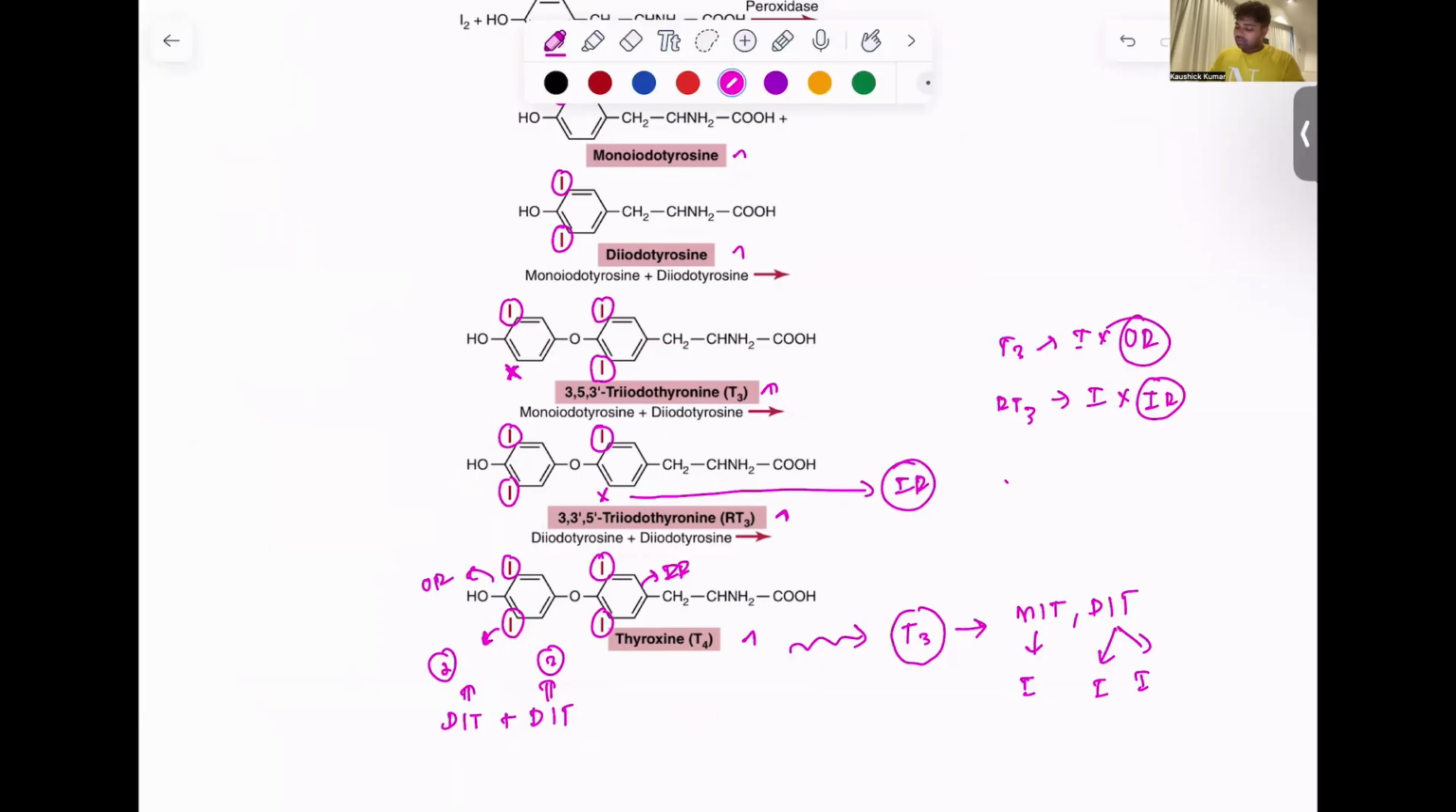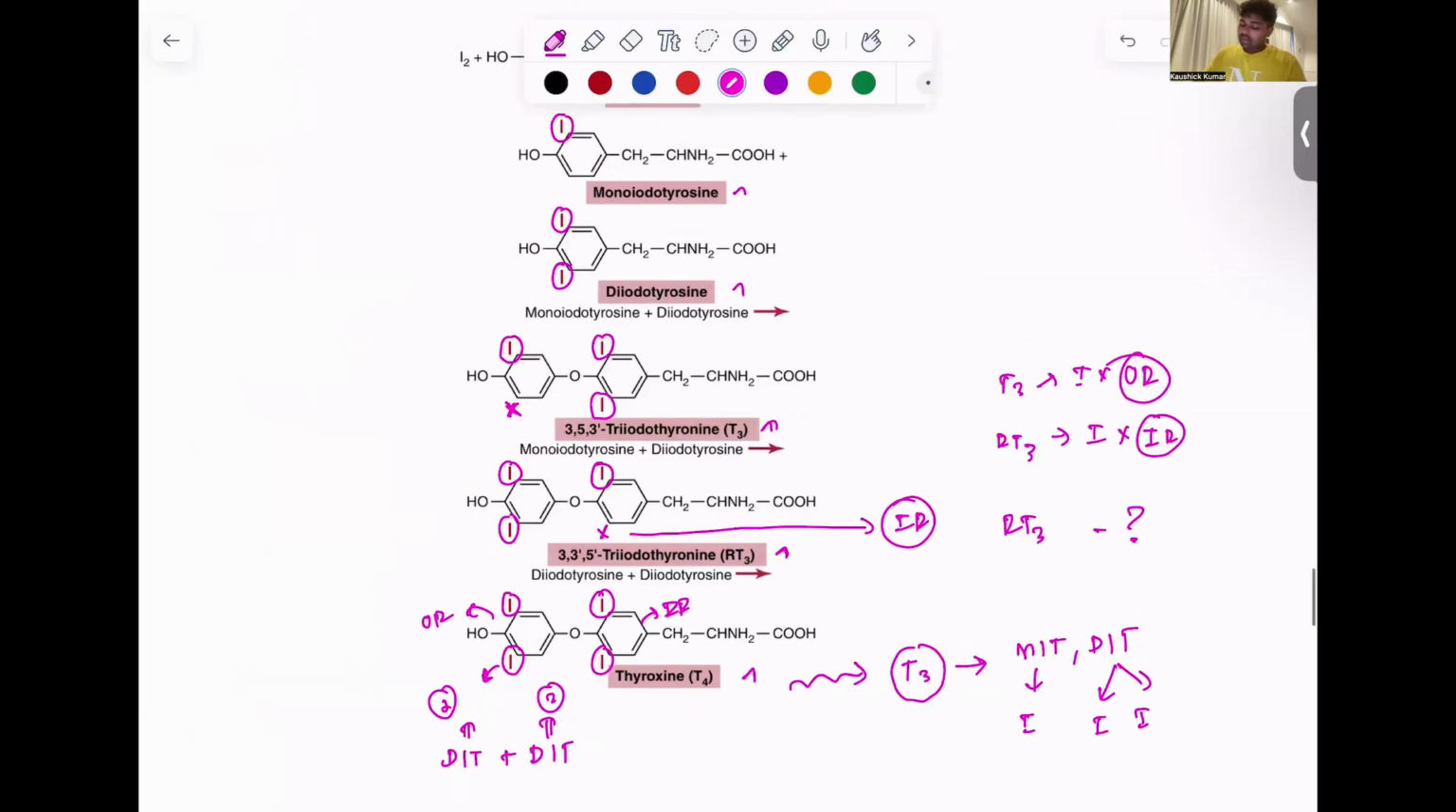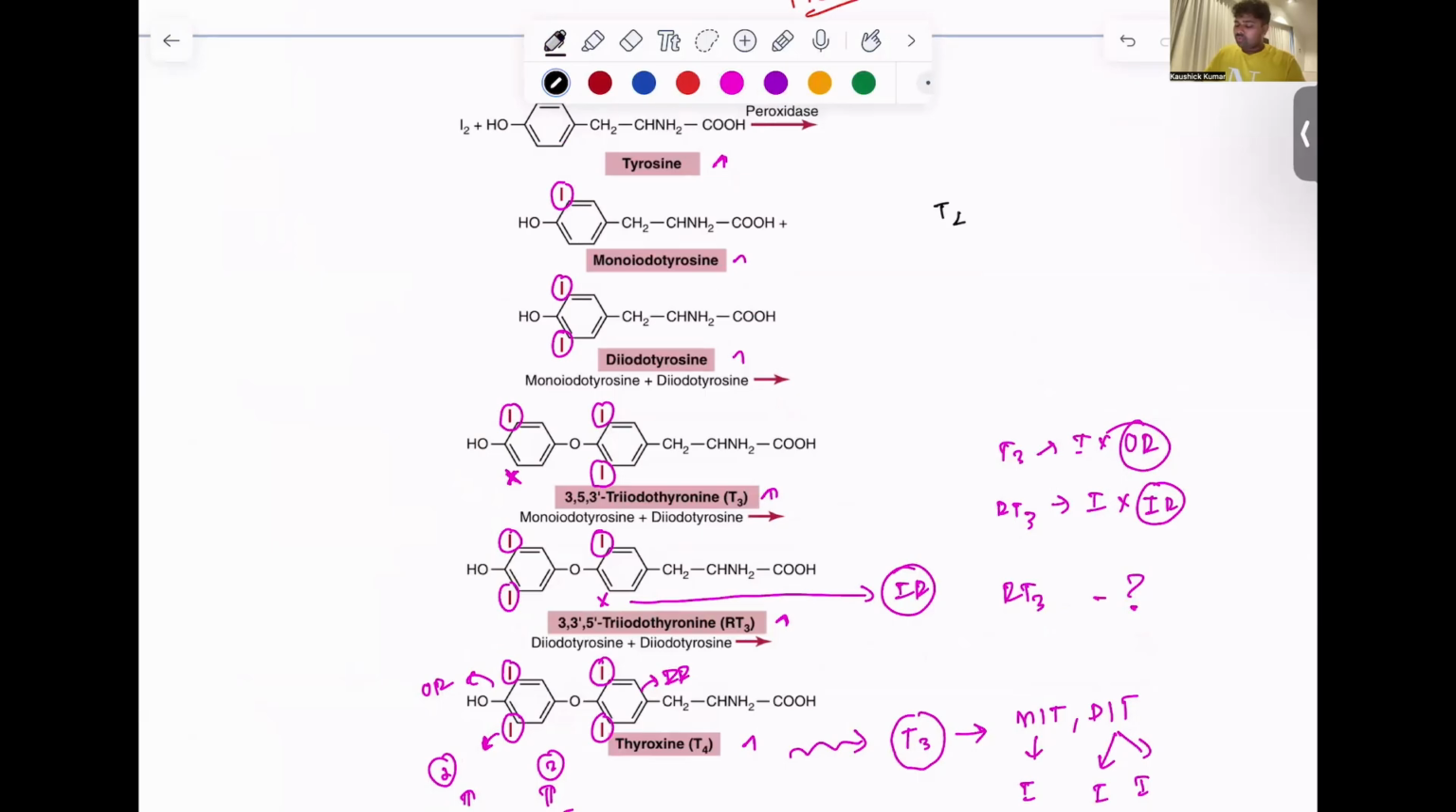So what is the significance of T3? You must understand that most of the T4 which is produced in the body eventually gets converted into T3. Why is this happening? Because T3 is the one which is metabolically active. It can enter any cell and exert its action. It is biologically active.